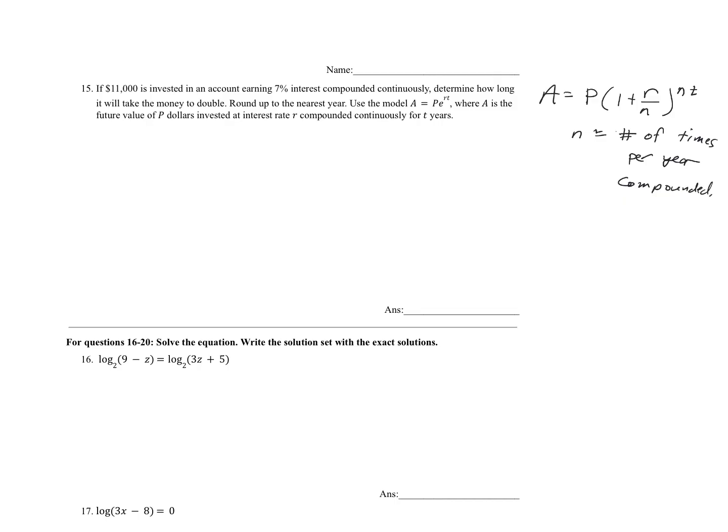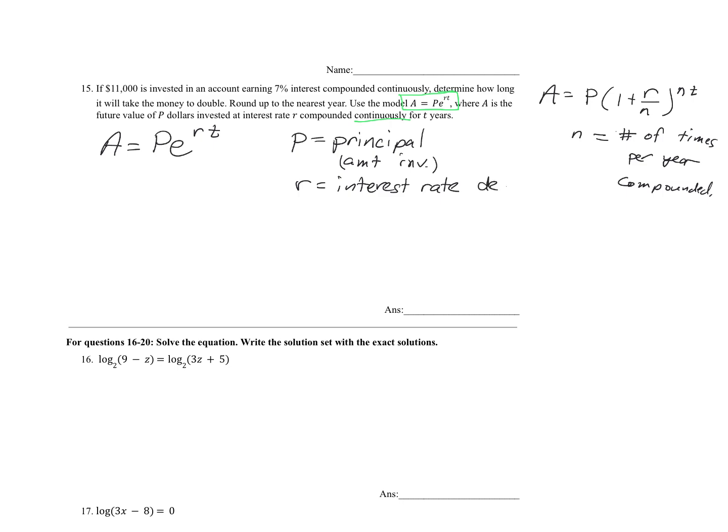But again, that does not apply in this problem because they're using the keyword here of continuous. When you see the word continuous in the problem, it is this formula right here, which is often called the PERT formula. So A is equal to P times e to the rt. In this problem, P is the principal, and that is the amount invested. r is the interest rate as a decimal.